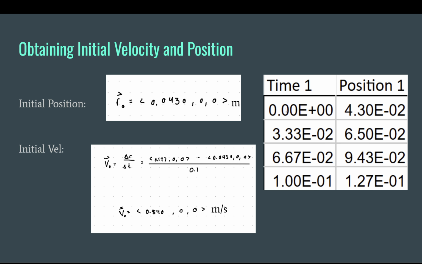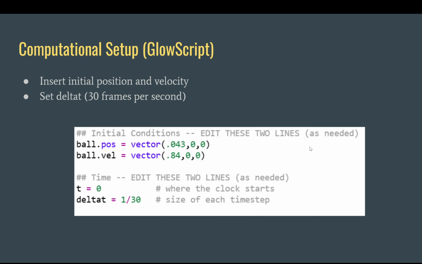So as you can see, at time zero, my position was 0.043 meters. And I got my initial velocity as an average velocity. So I just took the position from time zero to time 0.1, and I got my initial velocity to be 0.84 meters per second. So using this information, we can go into GlowScript and do our computational setup.